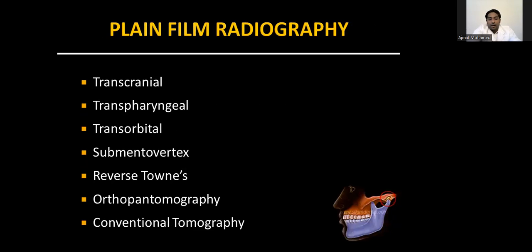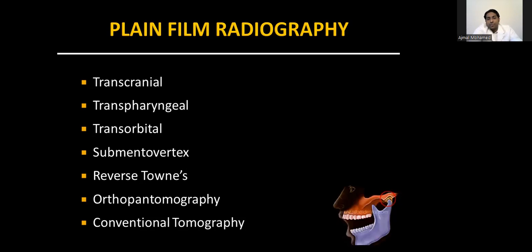So starting from plain film radiography for the temporomandibular joint, the first three, that is the transcranial, transpharyngeal, and the transorbital, these three imaging techniques are the old school techniques of temporomandibular joint imaging. And even in a viva, if any of the clinicians or professors ask a question like what are the most common temporomandibular joint imaging techniques, they expect you to answer these three points: transcranial, transpharyngeal, and transorbital.